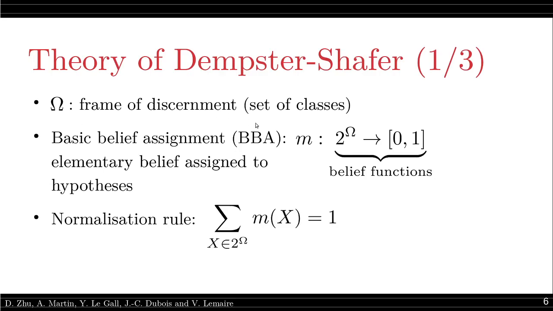And there are specific functions in this theory called belief functions. They are defined on the power set of omega, and their values are between 0 and 1, and in particular the basic belief assignment is an important belief function. It represents the elementary belief assigned to the hypothesis. And the basic belief assignment, BBA, verifies the normalization rule, which is given here.